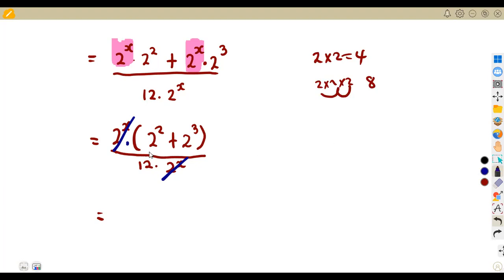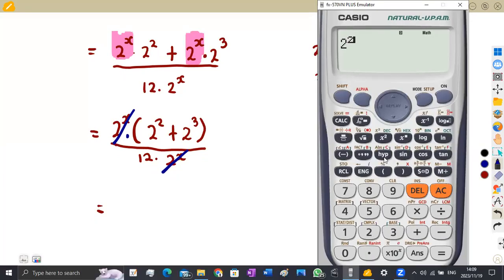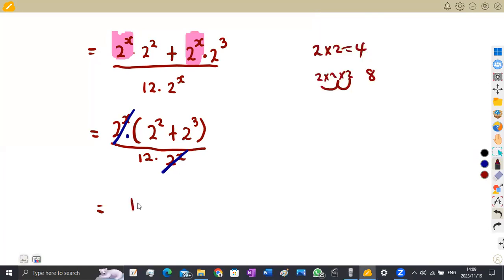So here we simply have 4 plus 8, or we can just use our calculator to simplify. If you add, you're going to get 12. You can just take this directly on your calculator, 2 to the exponent of 2 plus 2 to the exponent of 3. This gives us 12. So this is going to be 12 over 12, and that gives us a 1 because they are the same. So this will be a 1 at the end.